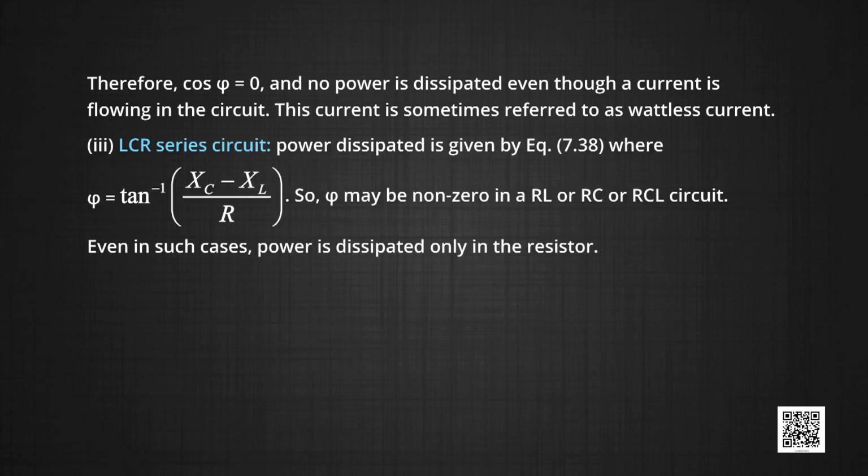Case 3, we take an LCR circuit. Here power is dissipated at an angle phi equal to tan inverse of (XC minus XL) divided by R. So we can say that phi may be non-zero in an LCR circuit, or in an RL or RC circuit, any one. Even in such cases, power is dissipated only through the resistor.